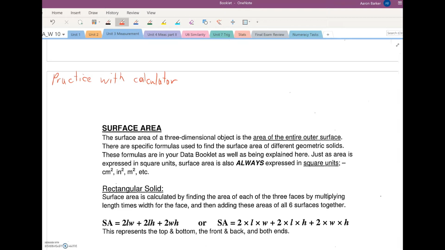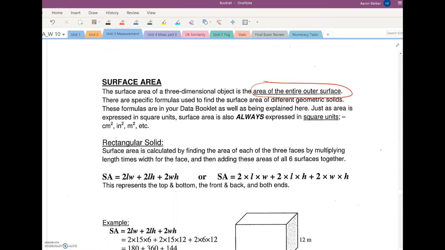Today we're looking at surface area. It's the area of the entire outer surface of an object. Same as yesterday, if you're measuring in centimeters, your units will be centimeters squared. If you're measuring inches, it'll be inches squared. Measuring meters, it'll be meters squared.